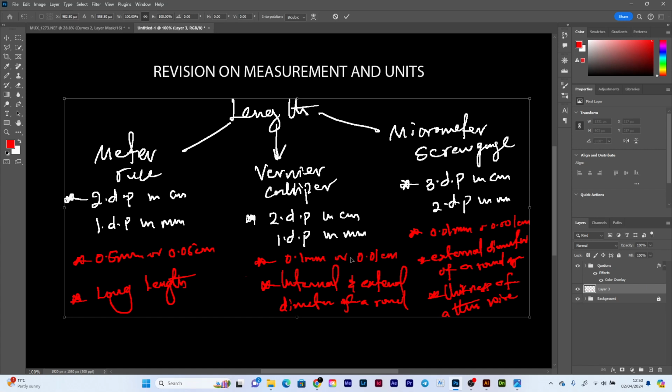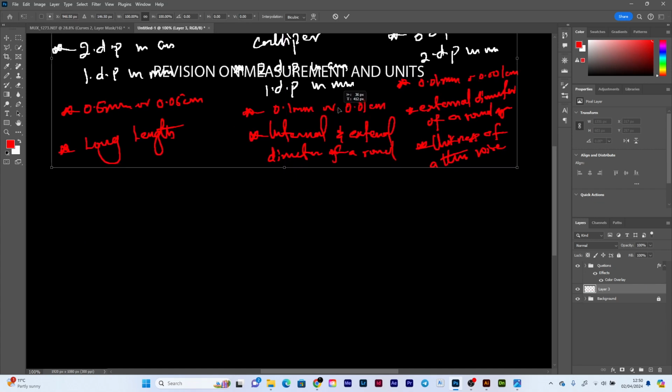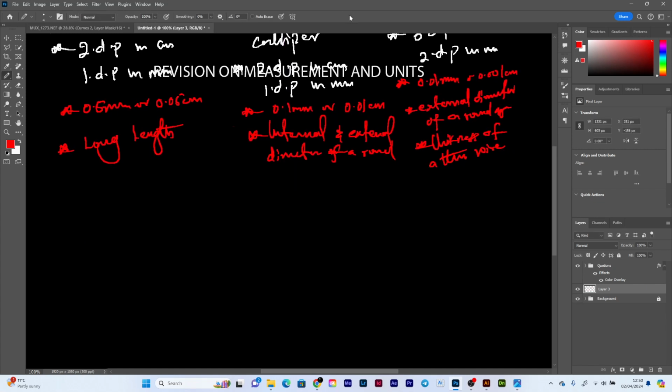Now, sometimes the examiner can decide to make it a bit technical for you. What do I mean by making it a bit technical? The examiner can ask you, what are the instruments used in measuring area? So area is a derived quantity.